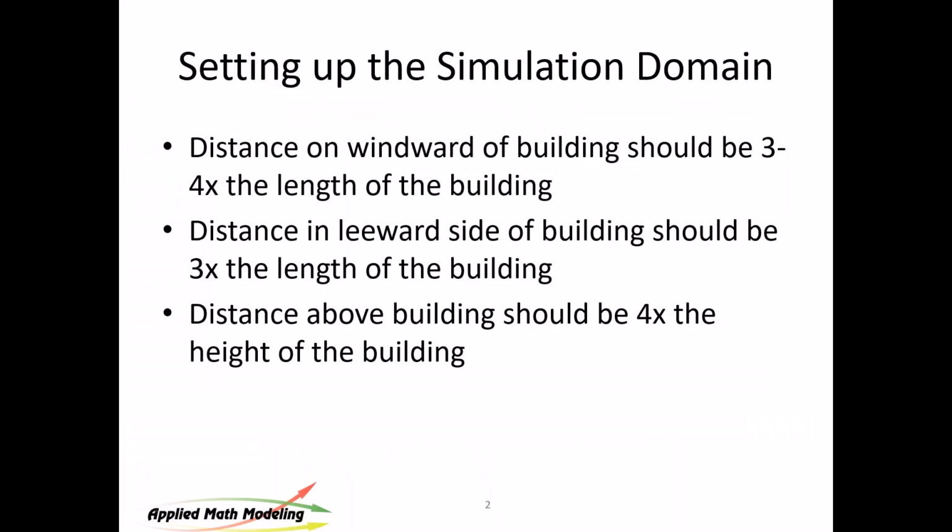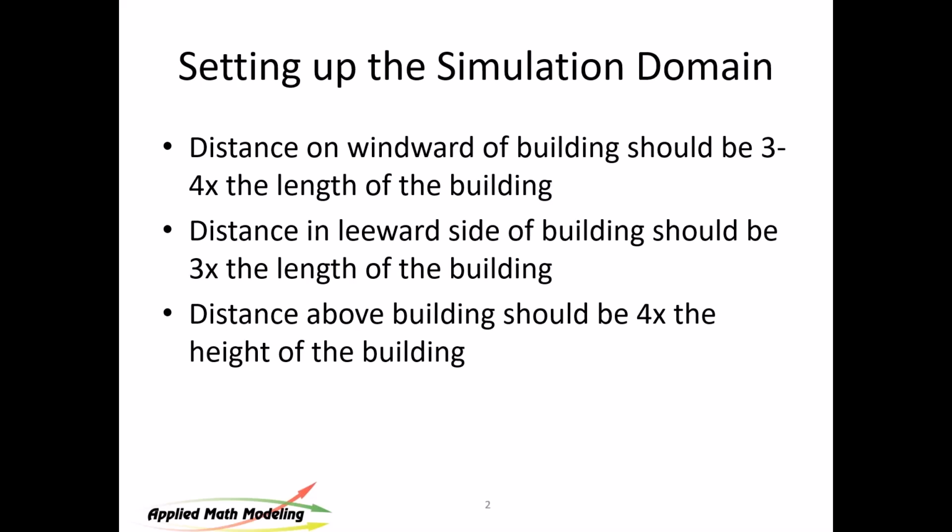Now, setting up the domain. So when you set the domain up, this is, again, the big room. I don't know what you want to call it. The domain, the flow domain is a common way to refer to it. We used to call it a bounding box when I was at Fluent. So this is the size of the domain in which you're operating. Typically, it should be 3 to 4 times the length of the building on the windward side. If you're a sailor, that's the side the wind comes from. Leeward side should be at least 3 times.